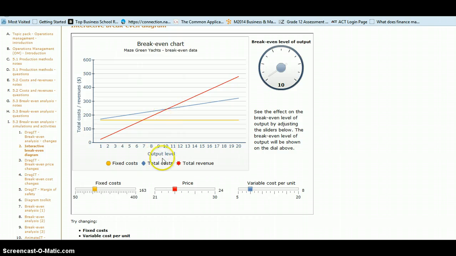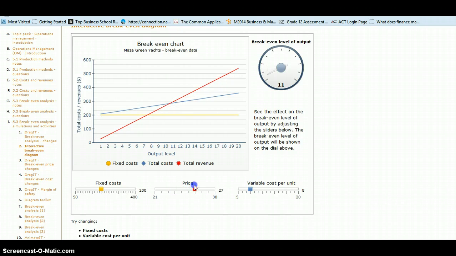So let me just put in more numbers to have a better understanding. Let's say I want to start out with a fixed cost of 200. So I kept that at 200, and then I want to set the price. I want to sell the Maze Green Yachts at 27. So I have them at 27, and my variable costs, let's say they have cost me more, so I want to put that at around $12, let's say.